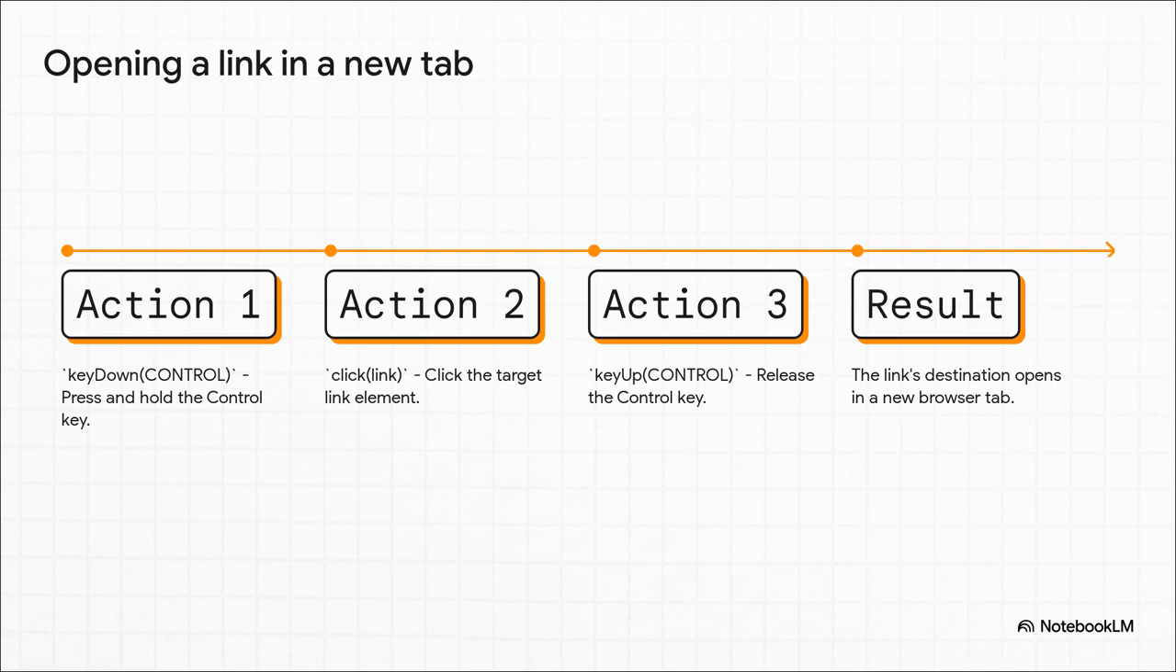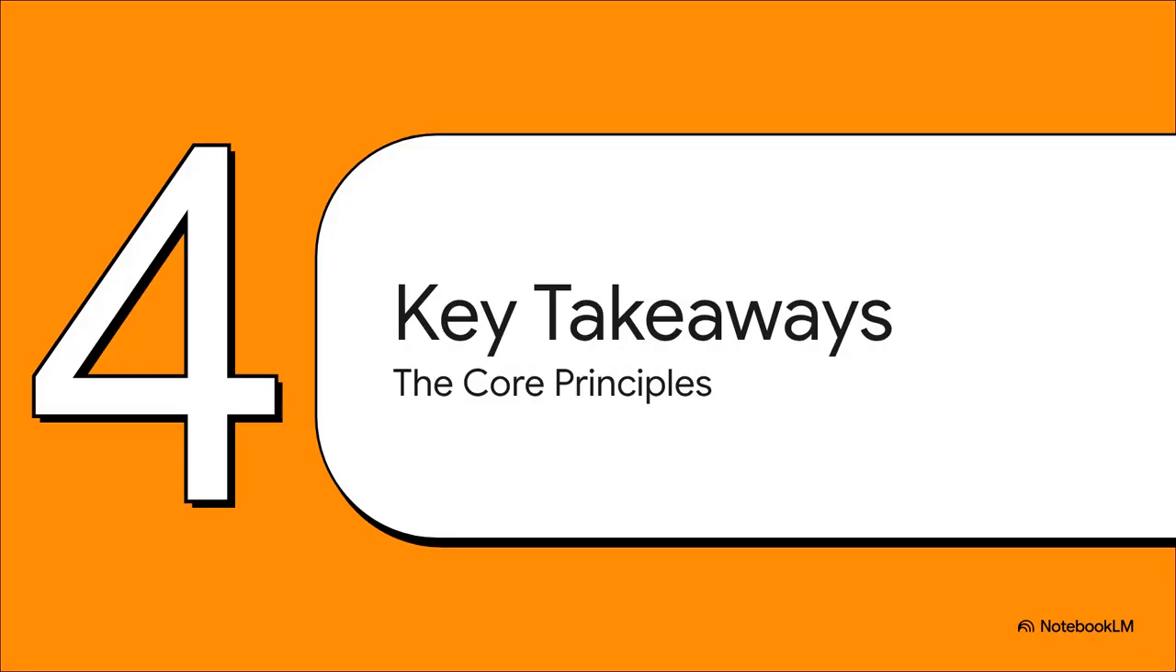The script performs a key down on the Control key. While that key is being held, it does a standard click on the link. Then, it does a key up to release the control key, and the browser responds just like it would for you or me by opening that link in a brand new tab. Okay, so after tackling sliders and shortcuts, what are the big ideas here? What are the key things you should walk away with?